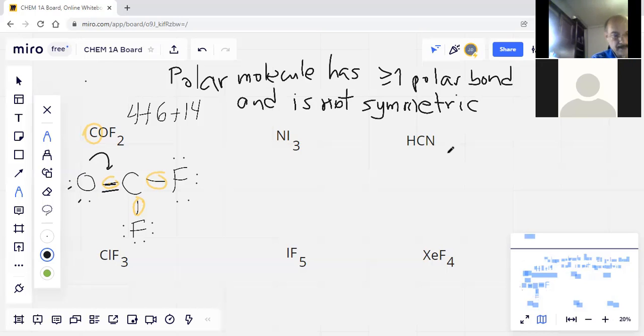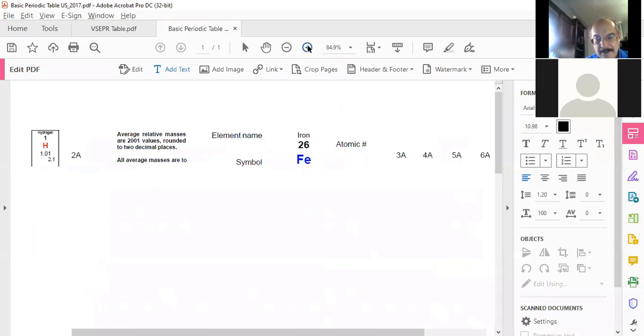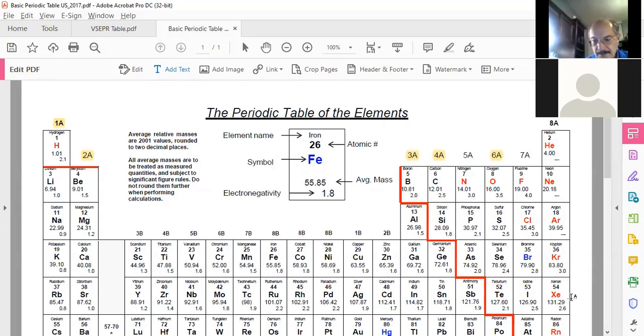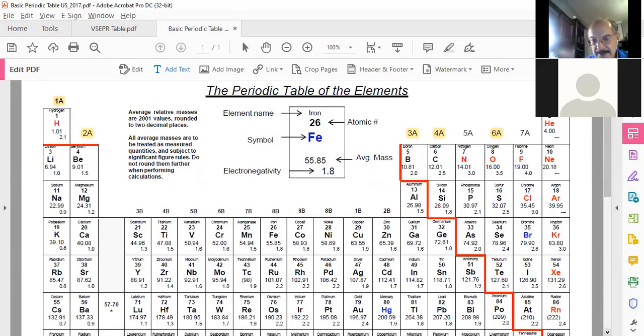So first of all, are any of these bonds polar? How do we know? Again, if you have a hard time with it, just go back to the periodic table, and you compare electronegativities.